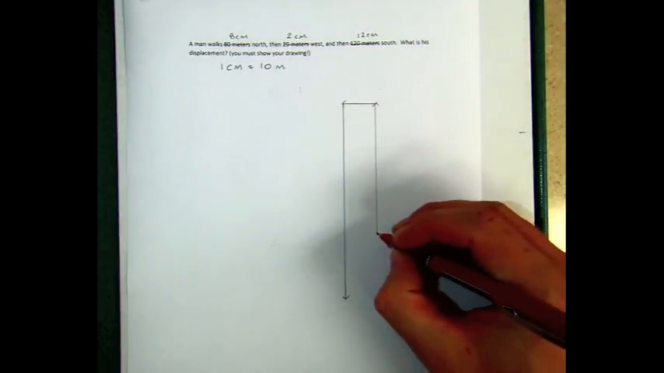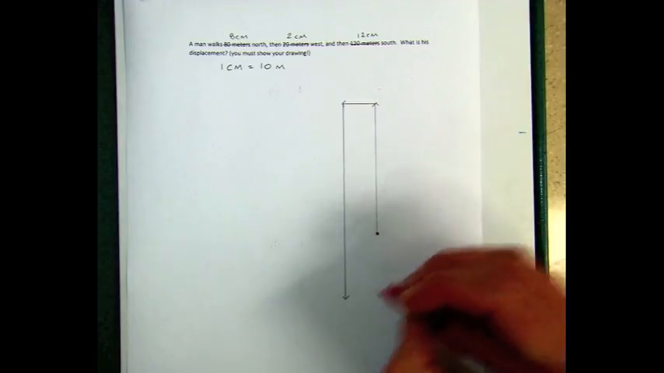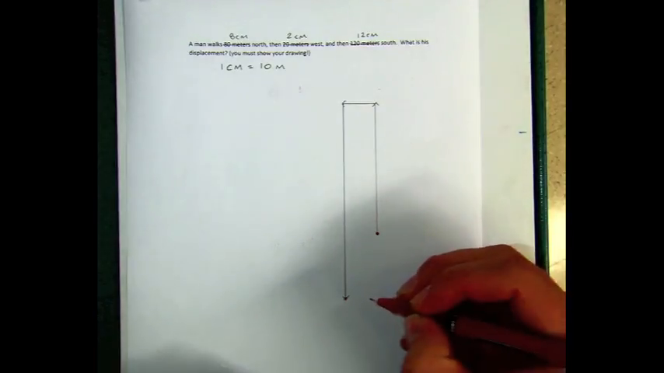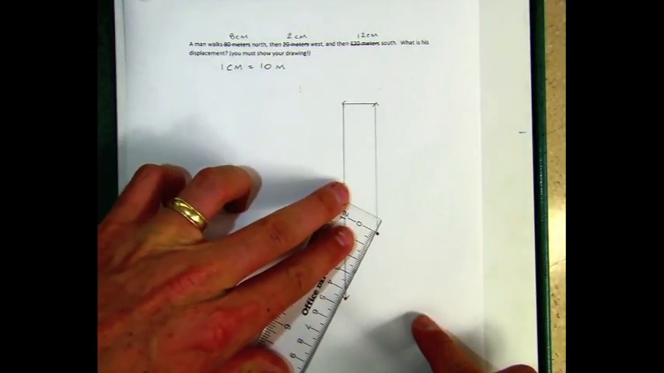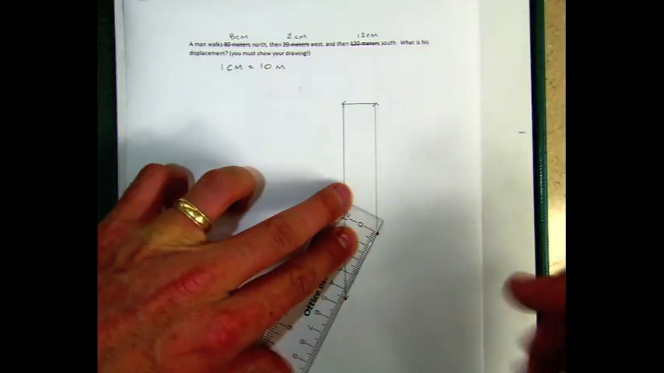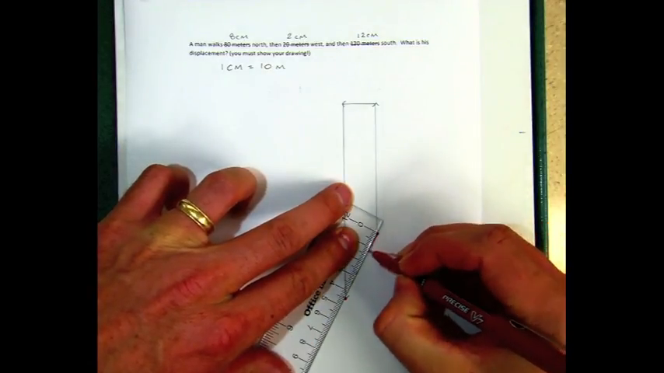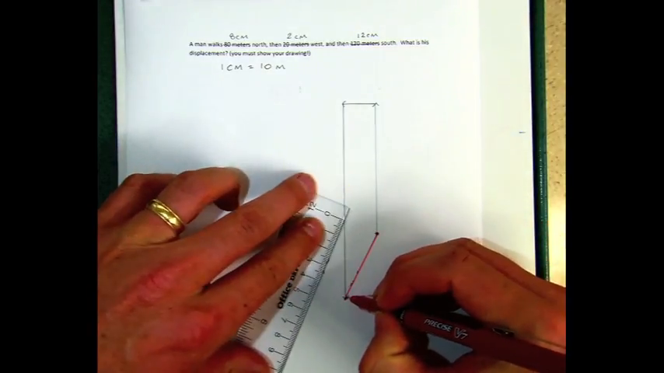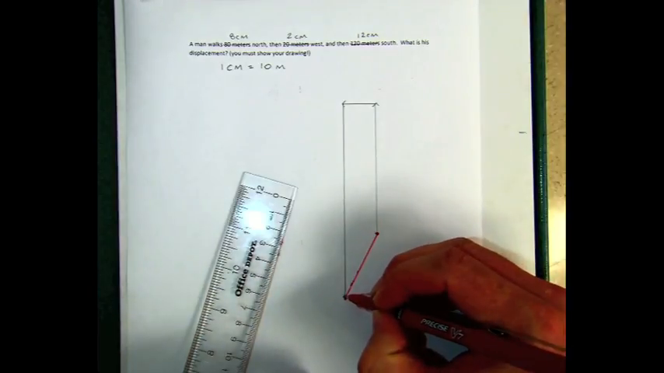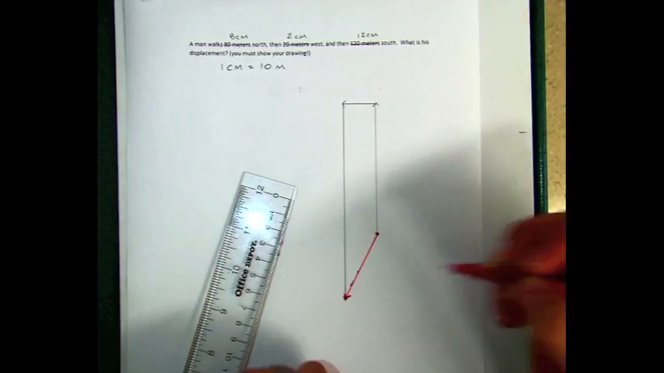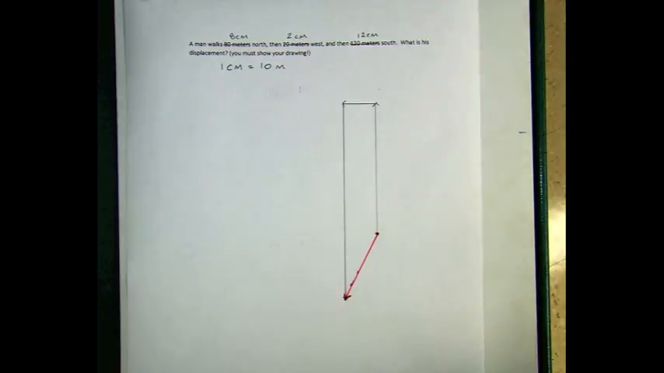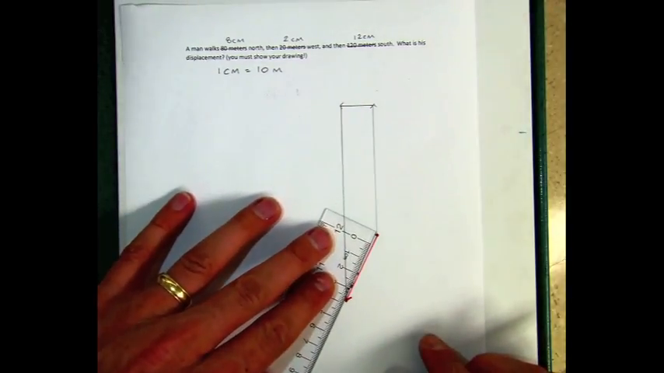So the resulting displacement would be from the origin to the end of the last vector. Okay, that's the displacement, the actual distance in magnitude and direction. So I'm just going to draw this displacement vector. So now to get the resultant, we just need to measure it. We need a magnitude, which is the length.